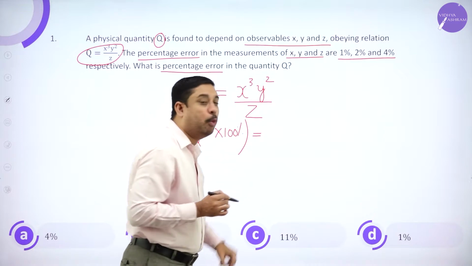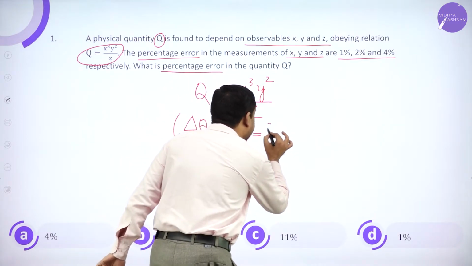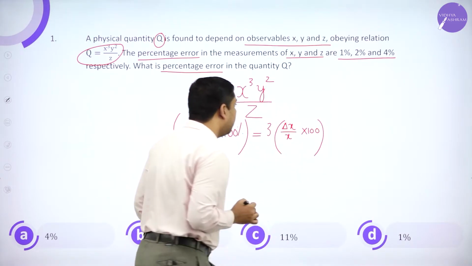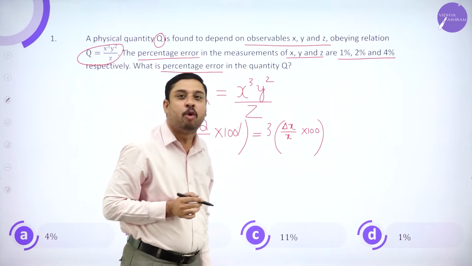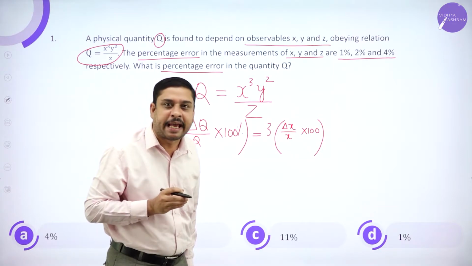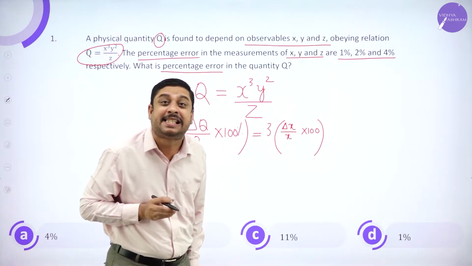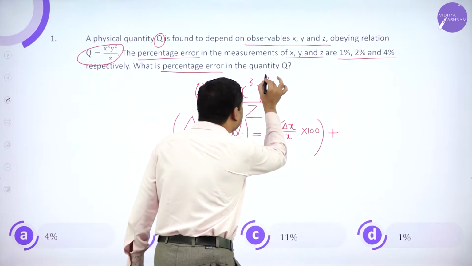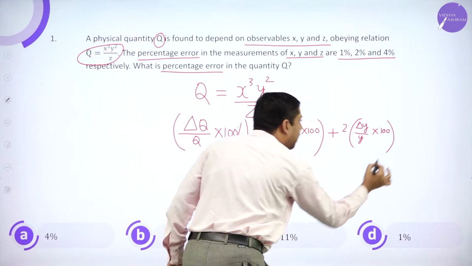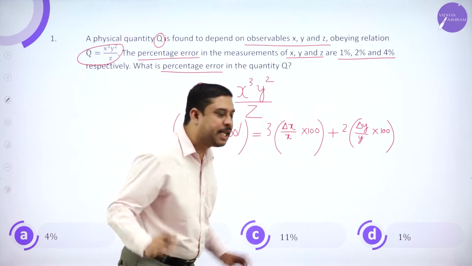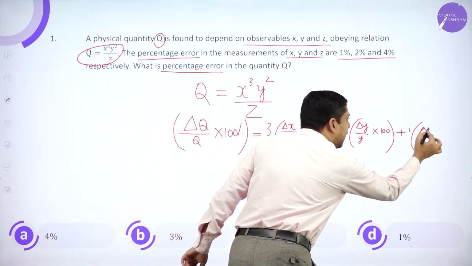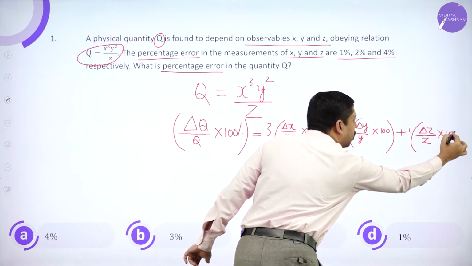This should be equal to the percentage error in x cube, x to the power 3. So this is 3 into delta x by x into 100. Here there may be multiplication or division. When it comes to error, it is always the sum. Probably the 100th time I am saying, when error comes, it is always the sum. So this is plus y square, so 2 into delta y by y into 100, divided by z. Division or multiplication, error is plus z to the power 1. So 1 into delta z by z into 100.